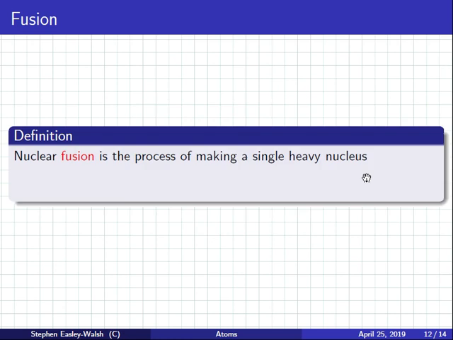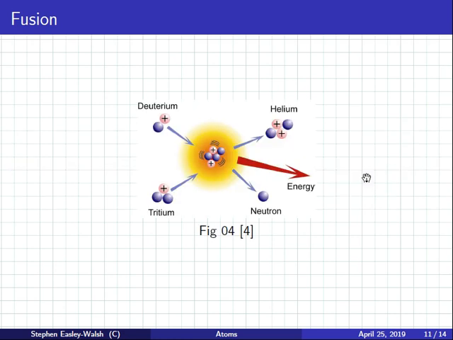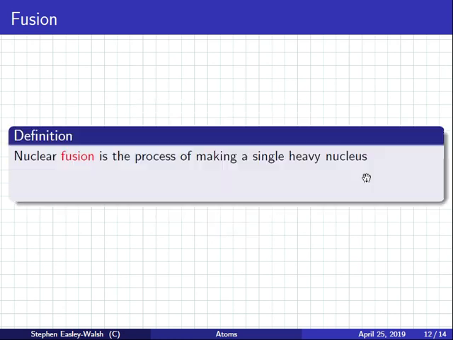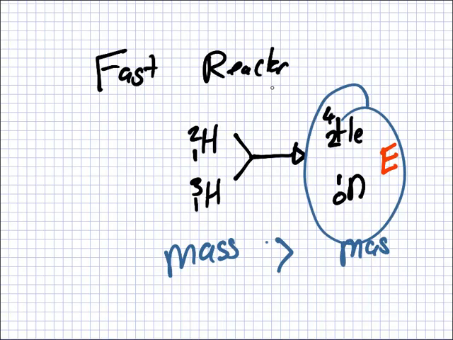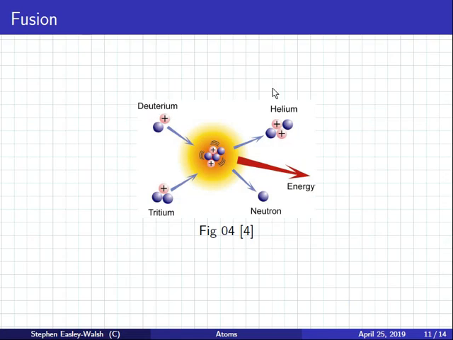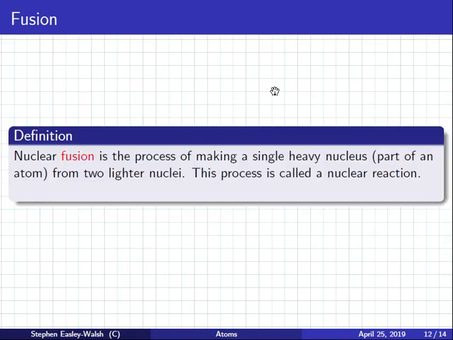Okay, so the definition, what do you think the definition is? You could guess it. Nuclear fusion is the process of making a single heavy nucleus from two lighter nuclei. So you have two small nuclei and you combine them to make one heavy nucleus. Yeah? This process is called a nuclear reaction. It releases a large amount of energy.